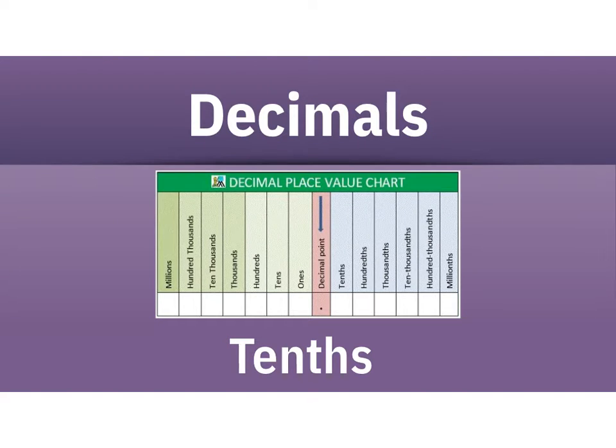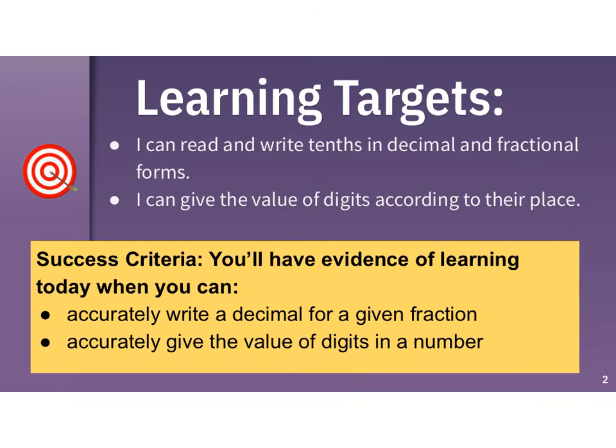Today we're going to continue our study of tenths. Yesterday we were reading and writing tenths in decimal and fractional form, and we're going to continue that today, but we're going to be looking at a few situations where we've got some improper fractions, and what that would look like as a decimal. And then we're also going to talk about place value today, so we're going to give the value of digits according to their place. So at the end, you'll be able to write a decimal for a given fraction, even if it's an improper fraction, and you'll be able to give the value of digits.